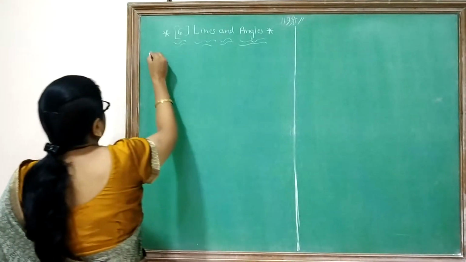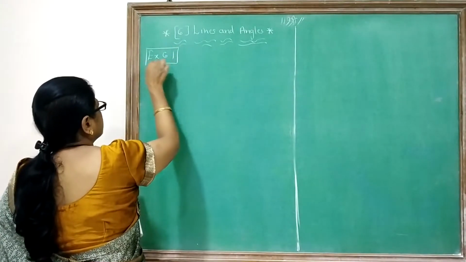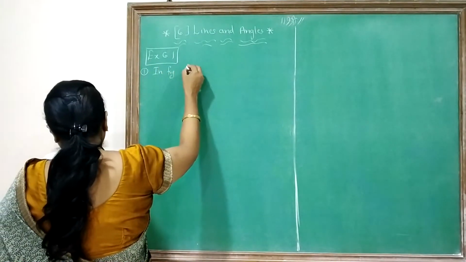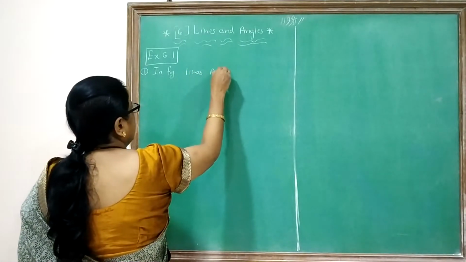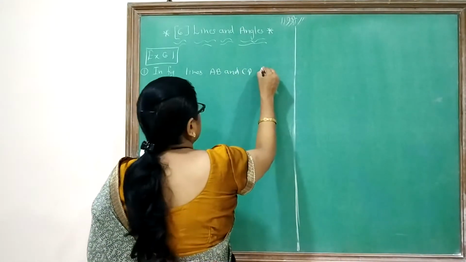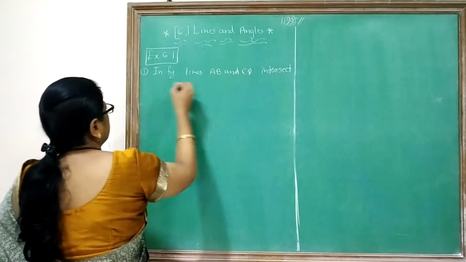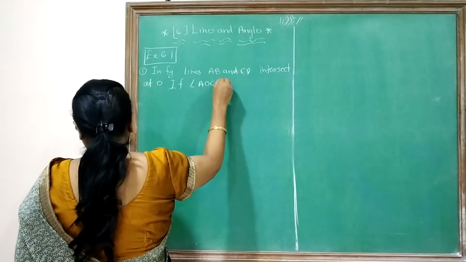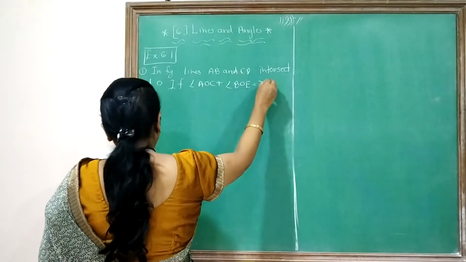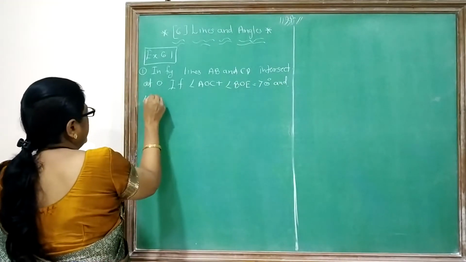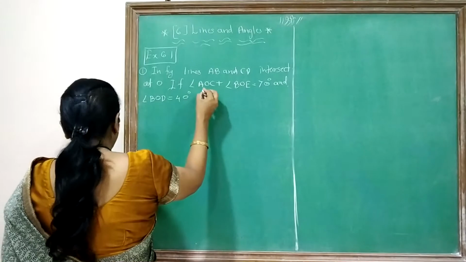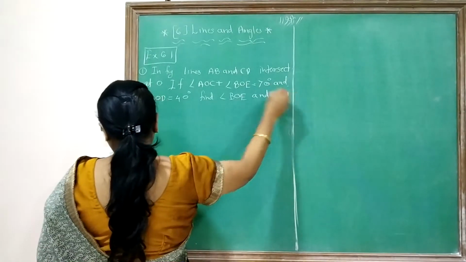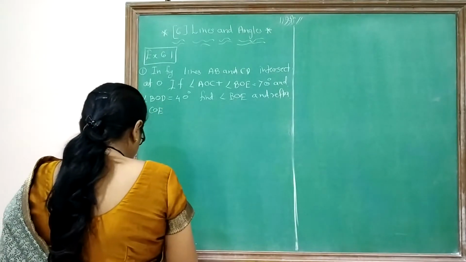Then exercise 6.1. Your first example is: in the figure, lines AB and CD intersect at O. If angle AOC plus angle BOE equals 70 degrees and angle BOD equals 40 degrees, then find angle BOE and reflex angle COE.